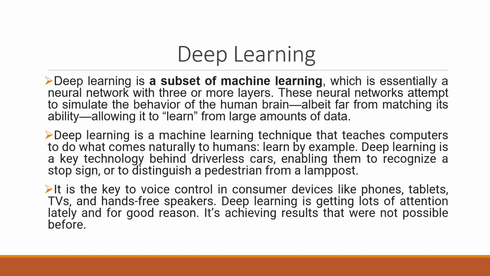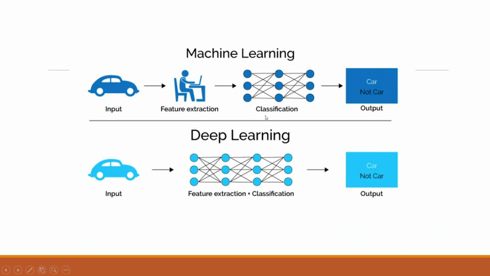Now, what's the difference between deep learning and machine learning? Let's try to understand. In machine learning, we have to do the feature extraction and then the classification algorithm will work. But in the case of deep learning, feature extraction and classification will be done by the network itself. Now, how can we do this in RapidMiner? Let's see.